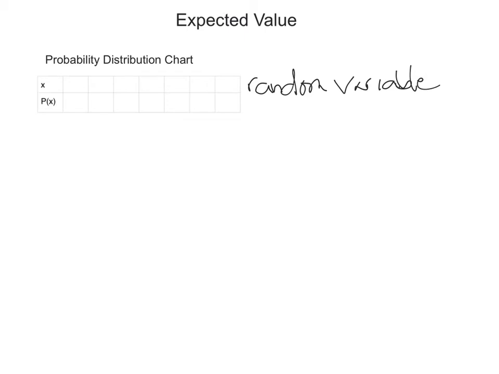Once we have our chart filled in, we can easily find expected value. As you can see, expected value asks you to take each random variable and multiply it times its probability. So you would take x1 times its probability, and then you would take your second x times its probability, and your third, etc., all the way through the chart until you have everything done, and then you would add all of those products up. So let's look at a specific example where we can see this work.